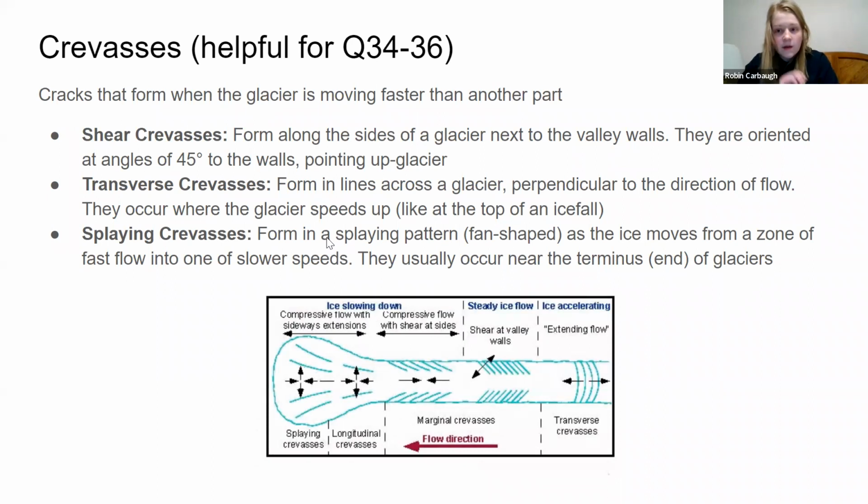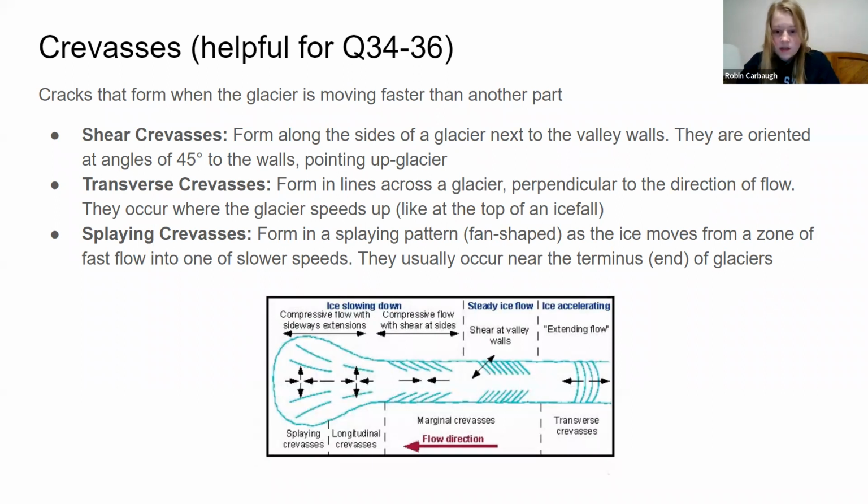So another element of glaciers are these crevasses, which are going to be helpful for the last part of the lab, but I'll introduce the terminology here. These crevasses are cracks that form when the glacier is moving pretty quickly. So there's 3 main types. There's shear crevasses, which form along the sides of glaciers, typically at these 45-degree angles, but they might be kind of hard to see sometimes, but they tend to form on the sides.